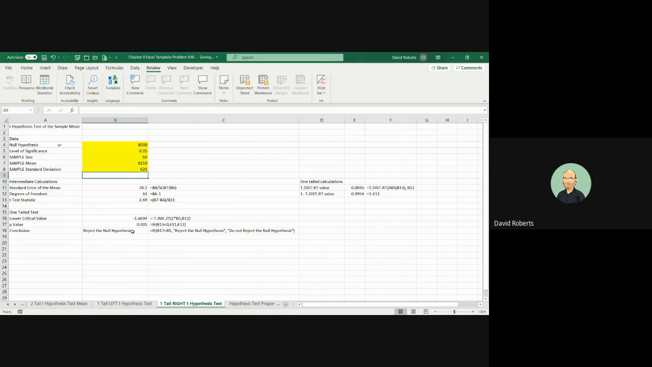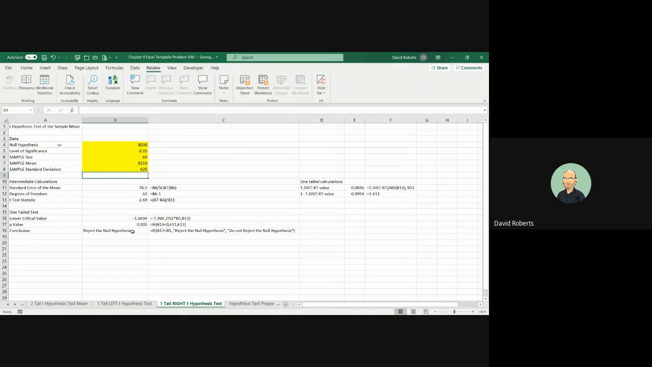So remember, the null hypothesis always has the equal sign in it. So in this case, we have less than or equal to for the 8,000, and we have greater than for the alternate hypothesis. So we can prove mathematically that the null hypothesis is not correct. So we would reject the null hypothesis, and we would accept the alternate hypothesis. We didn't necessarily say it was true, but we accept it. It's a technical little difference.